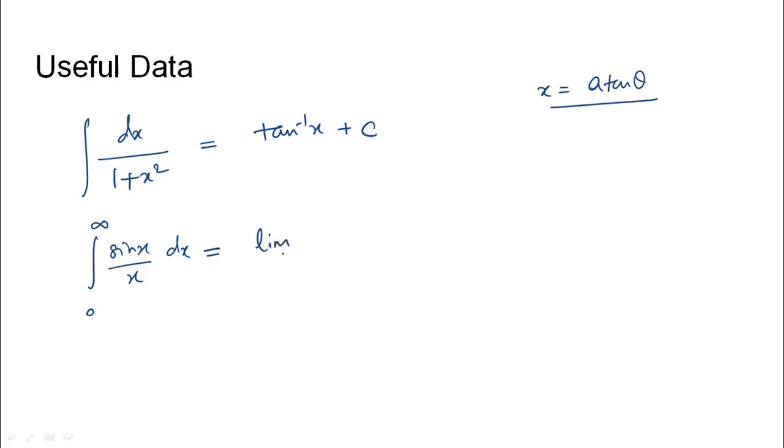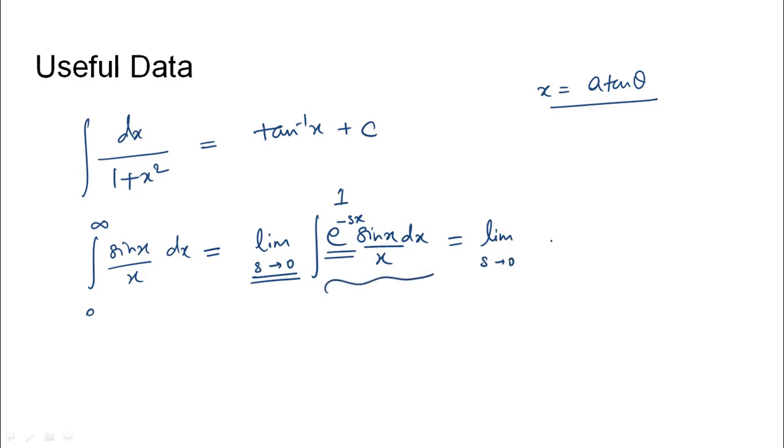So we substitute limit s tending to 0 and multiply the function sin x by x with e power minus sx into dx. So essentially we are multiplying it with 1 because s tends to 0, so it does not make any difference in the integral. This would give limit s tending to 0. This is the definition of Laplace, so that would become Laplace of sin x over x.